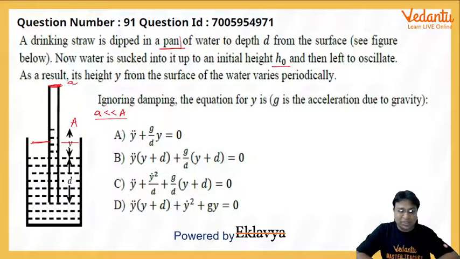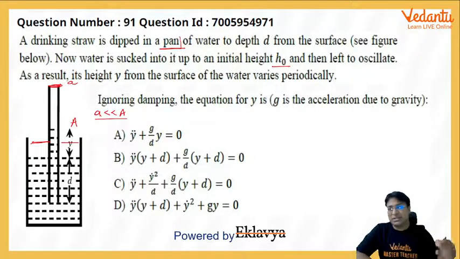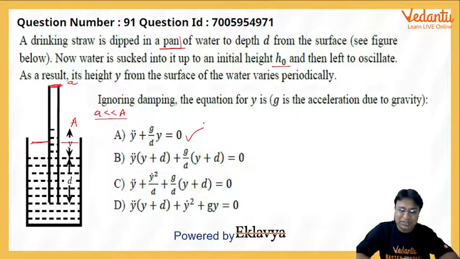Okay, the question clearly mentions that damping is not there, and the question is asking for the equation of y. Now there is one more thing that you must think about: why are they asking about the equation of y? For example, if this would have been the answer, wouldn't it be better to ask omega, because this equation represents the equation of SHM? So why not talk about some property of the system instead of simply asking the equation?